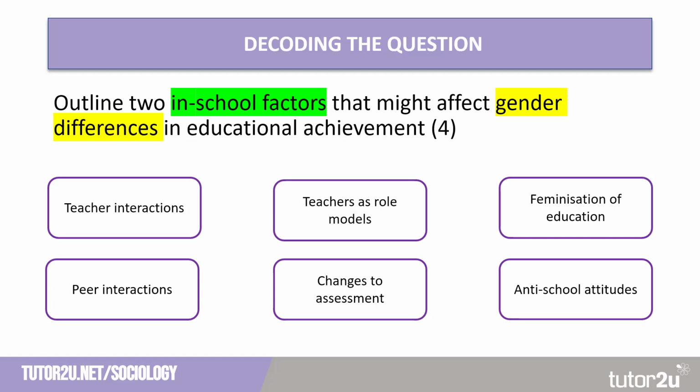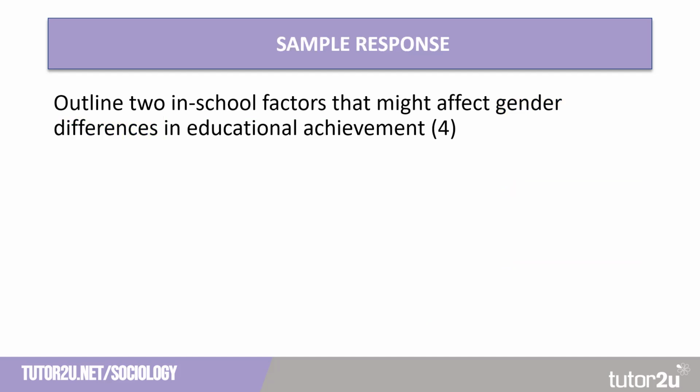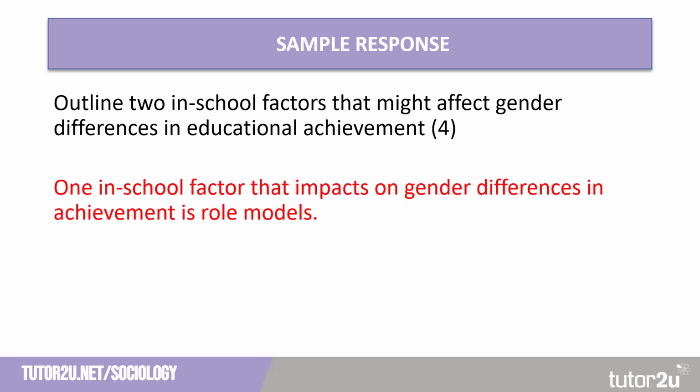What do teacher interactions do to gender differences in educational achievement? How do teachers as role models impact on gender differences in educational achievement? So the first thing we have to do is identify our in-school factor. As you can see, we've identified the in-school factor here on the screen in red. One in-school factor that impacts on gender differences in achievement is role models.